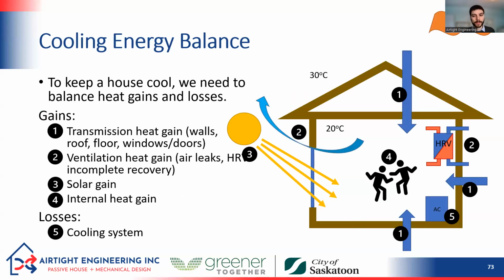When we look at cooling, we actually have the exact same thing. We've got an energy balance for cooling. So to keep a house cool, again, we need to balance heat gains and losses. Only this time, those two gains that were helping us in the winter actually hinder us in the summer. So now they're on the other side of our balance. So any solar gains that we're getting and any internal gains from people or pets or what have you, those are actually working against us, and we need to expend more cooling energy to offset those.